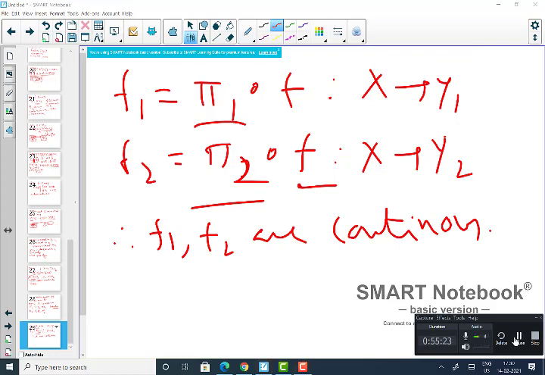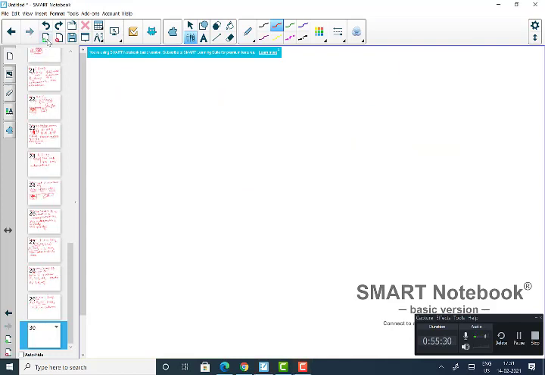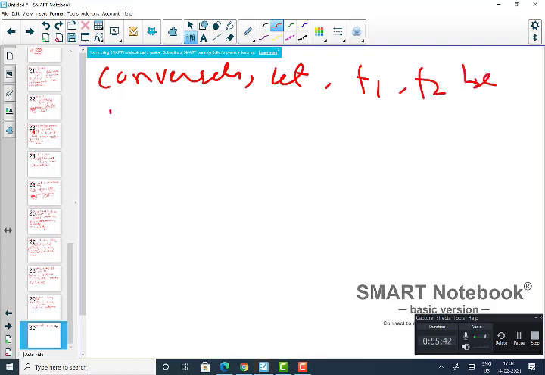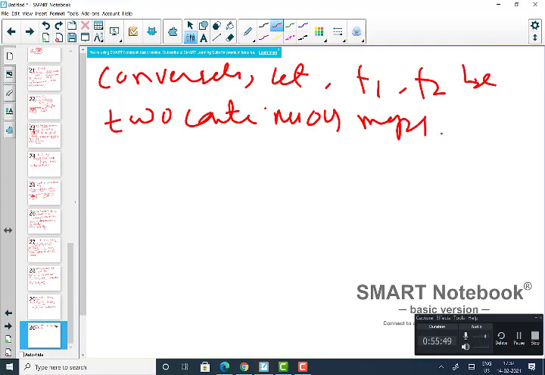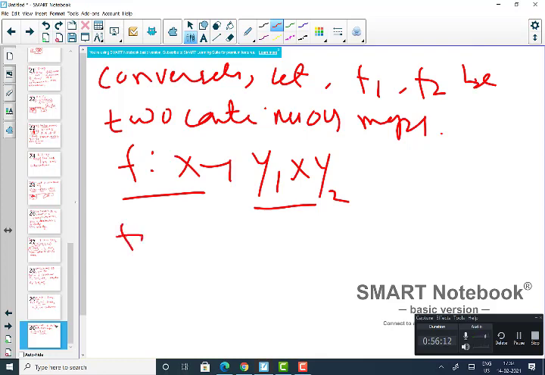Okay, and now conversely, what happened? Conversely, let me write down a proper proof. Conversely, let f1, f2 be two continuous maps. Then I need to prove that f from x to y1 cross y2 is continuous. What does that mean? That means the preimage of an open set in this product topology is an open set inside x, if you know that f1 from x to y1 and f2 from x to y2 are continuous.